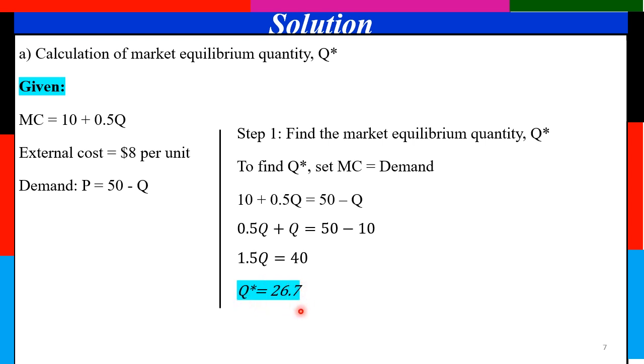So 26.7 is the output at market equilibrium, or at the profit maximizing level. Okay, what is next? The output at the socially optimal level.